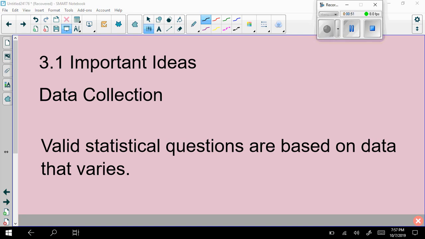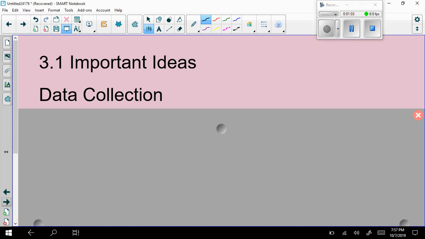So at this point, I'd like you to write down a good statistical question and a non-statistical question. So think of an example of each. Try them out. The other idea that we have deals with, what are we looking at?